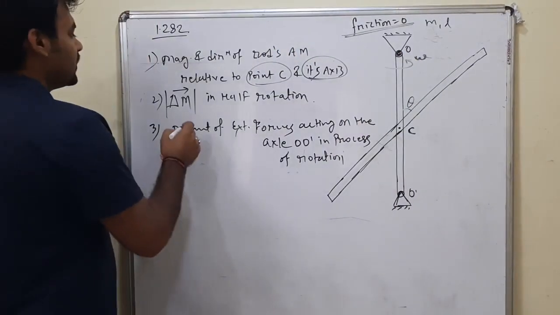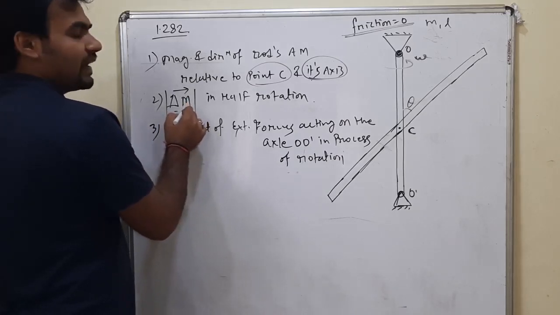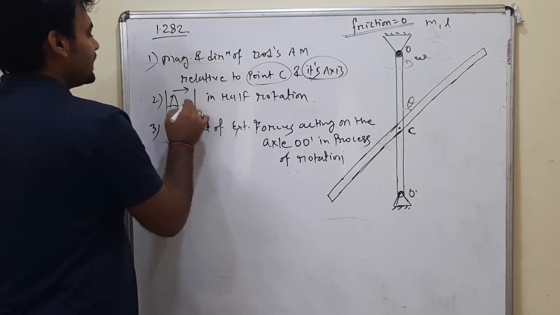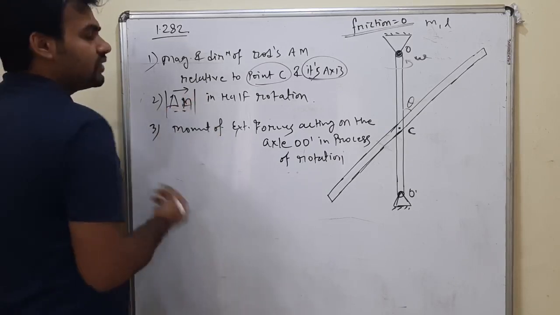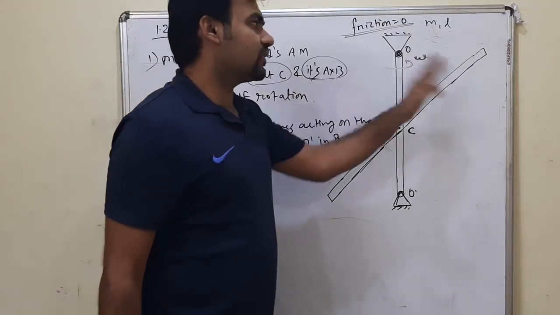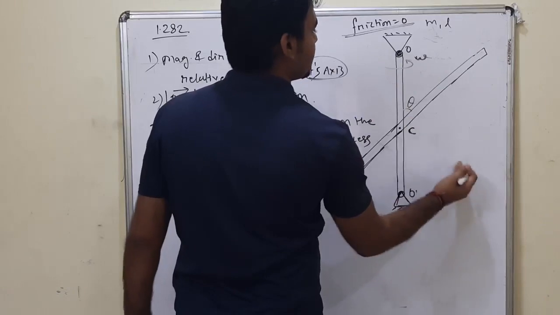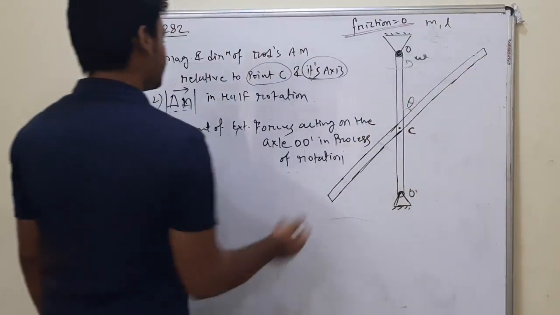Second part asks about the change in angular momentum. This M stands for angular momentum, or you can also write L. Okay, whatever you wish you can write. So change in angular momentum in half of the rotation of this rod. Half of the rotation, like in half rotation, this part will be here. Okay, this is rotating in this way.